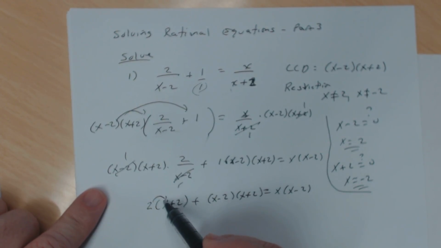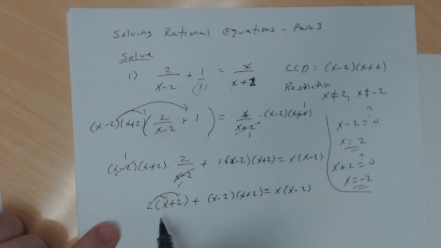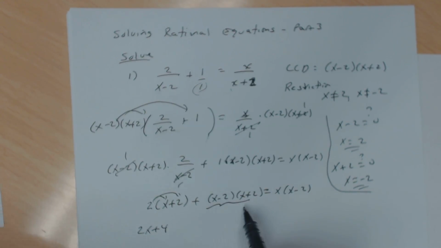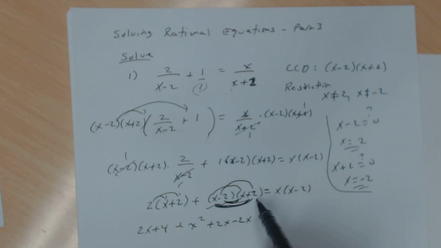Alright, so now I'm just going to distribute these right here. That part's easy right here. So that's 2x plus 4. Alright, now over here, think about how you're going to multiply this out. So notice you're multiplying two binomials. So remember, you have to use the FOIL method there. So x times x is x squared. The outer, x times a positive 2 is a positive 2x. The inner, a negative 2 times x is a negative 2x. And the last, a negative 2 times a positive 2 is a negative 4.